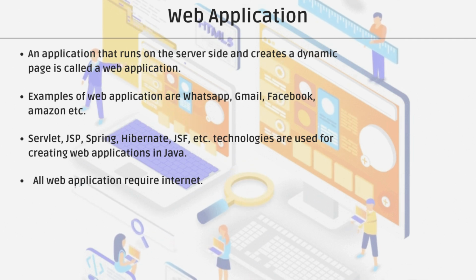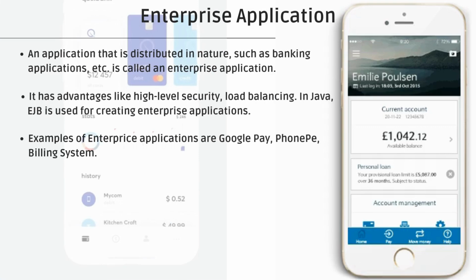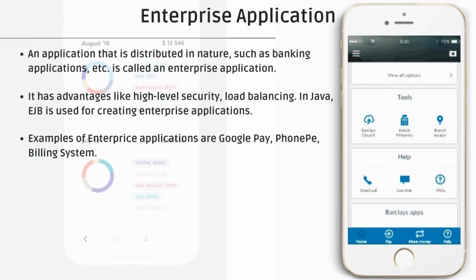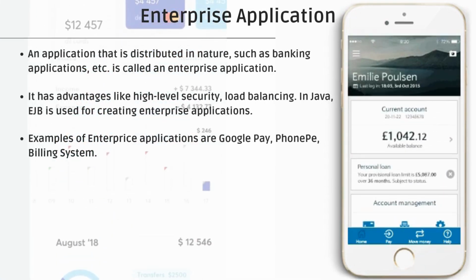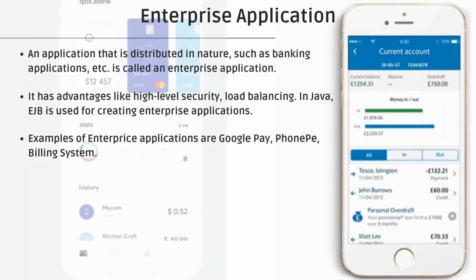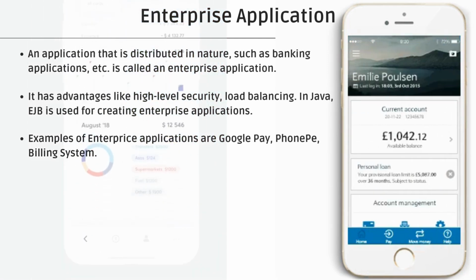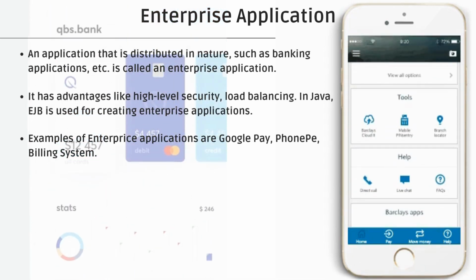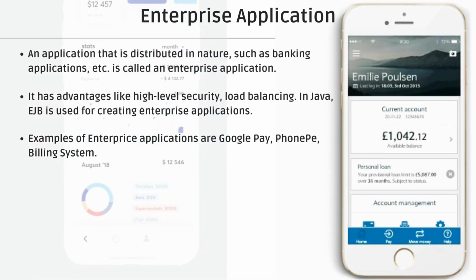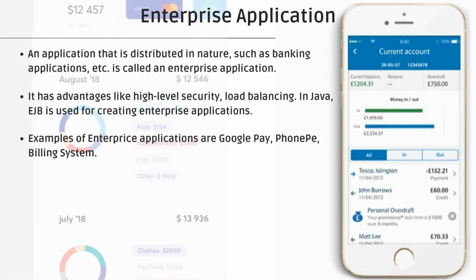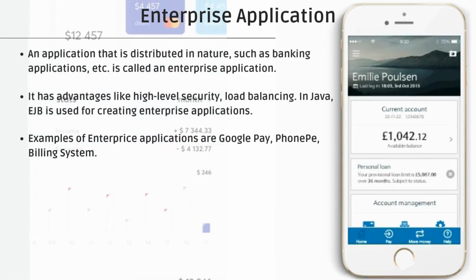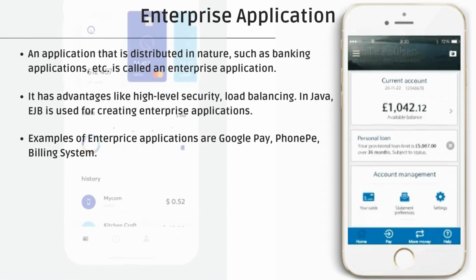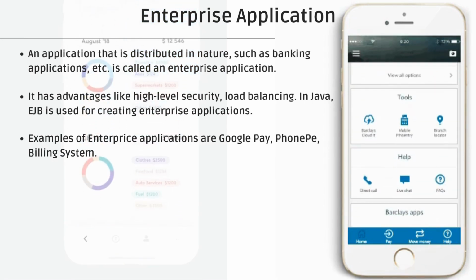Now, let's talk about enterprise applications. These are large-scale software systems used by businesses to manage their operations. Java is widely used in enterprise applications because of its scalability, security, and robustness. Examples include customer relationship management, that is CRM systems, ERP systems, and banking systems.